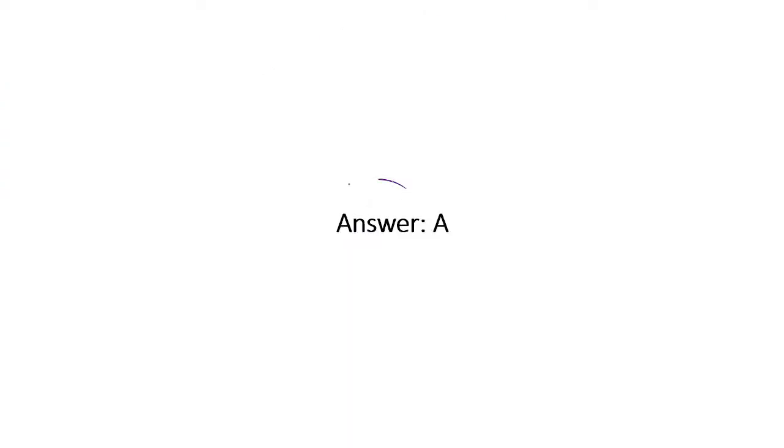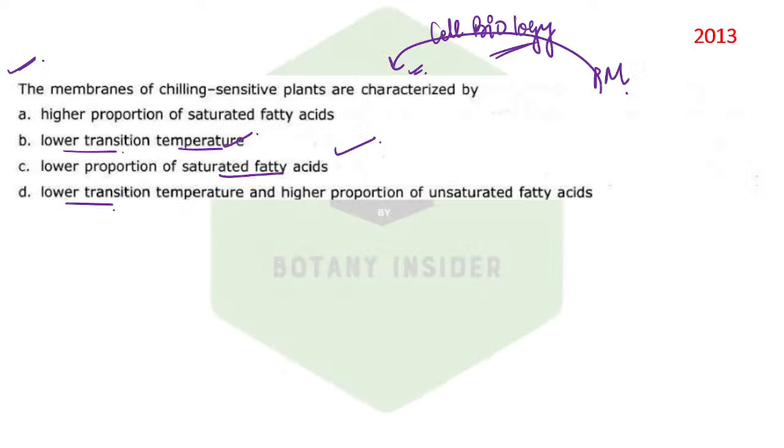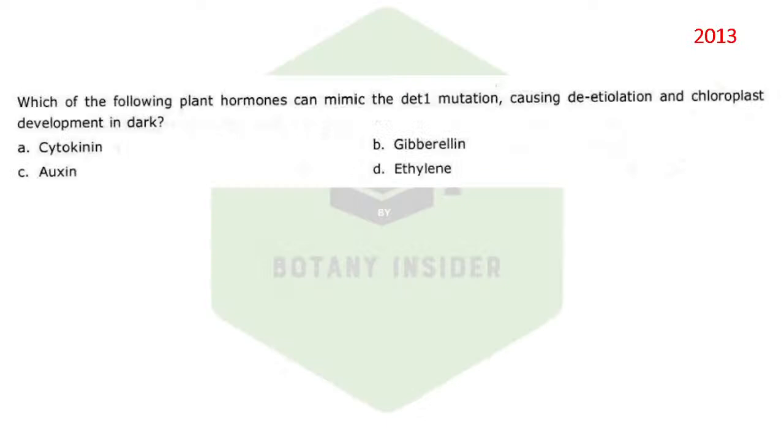The answer is option number 1. That is, a higher proportion of saturated fatty acids is the main characteristic of the membrane of chilling sensitive plants. Remember this. A is the correct answer. Next question, very easy again.